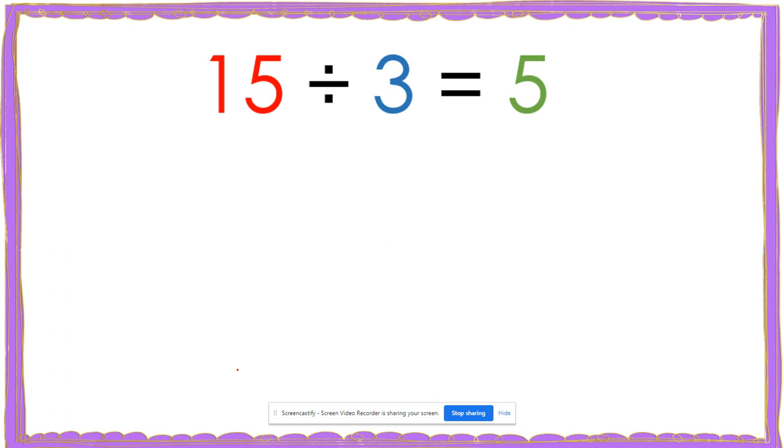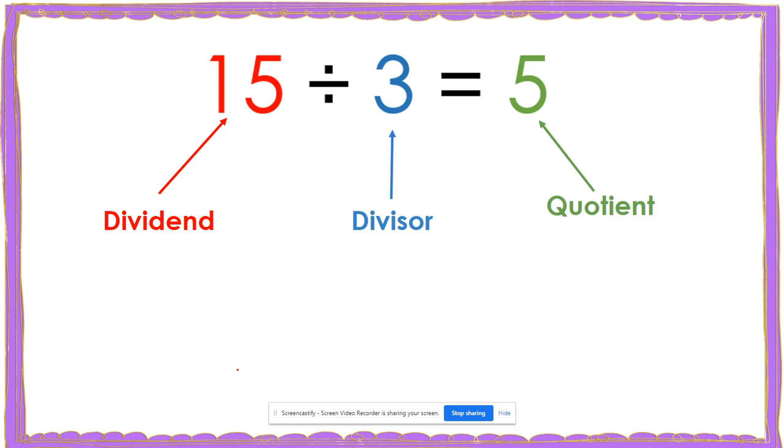In the division problem, 15 divided by 3 equals 5. 15 is called the dividend. 3 is considered the divisor. The divisor tells us how many groups of the dividend we are going to make. 5 would be the quotient, or the solution to the division problem.